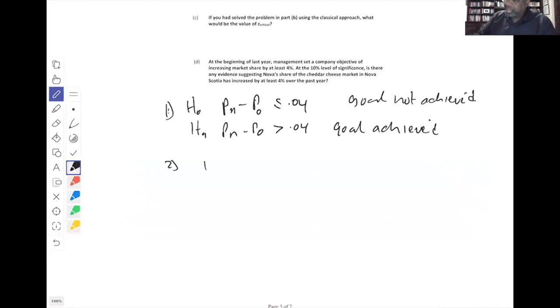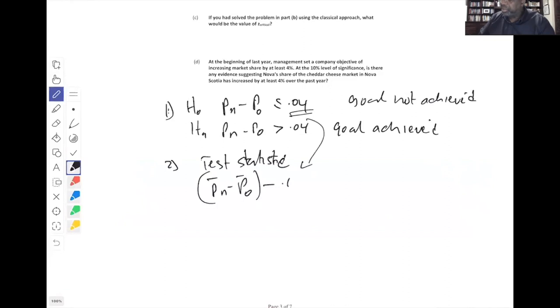Two, test statistic. Now, what's interesting is that we're no longer assuming in the null hypothesis that the two proportions are the same. We're just assuming that they have a difference of 4% between them. So it could be 20 and 24%, 10 and 14%, 15 and 19%. You just don't know what it is. But we just know that we're looking for a difference of at least that. So in which case, we will just use P bar new minus P bar old, and from the null hypothesis, we got to get this value right here, the difference, 0.04, right?